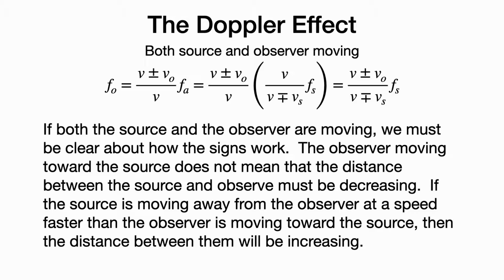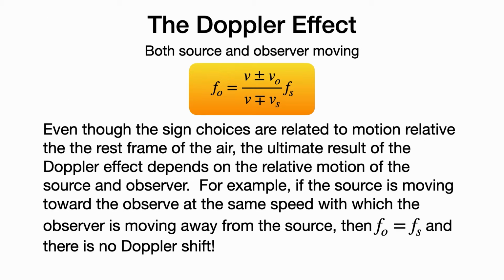If both the source and observer are moving, we must be clear about how the signs work. The observer moving toward the source does not mean that the distance between the source and observer must be decreasing. If the source is moving away from the observer at a speed faster than the observer is moving toward the source, then the distance between them will be increasing. Even though the sign choices are related to motion relative to the rest frame of the air, the ultimate result of the Doppler effect depends on the relative motion of the source and observer.